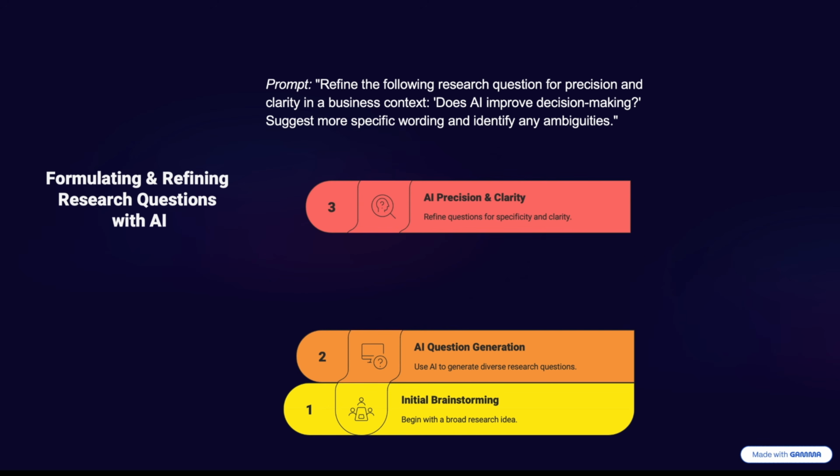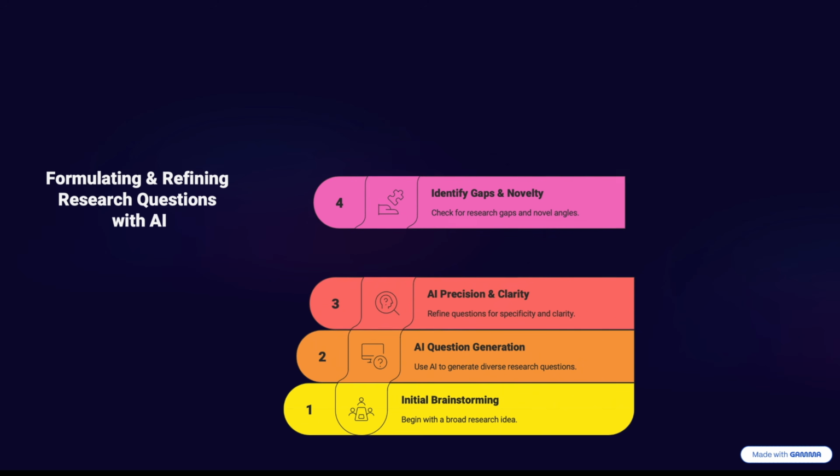So the question is, does AI improve decision making? Suggest more specific wording, and identify any ambiguities. That's very important. You can just ask AI to make it more precise, give you a clearer, more precise and accurate answer. Okay. So we need precision and clarity with those, and also conciseness. Once you have identified these options, AI will give you a further explanation and will give you a final improved research question.